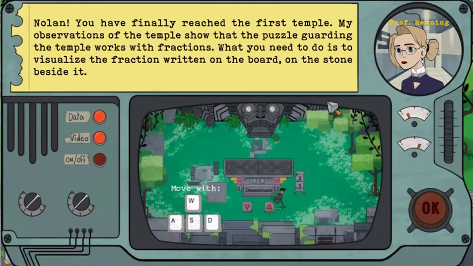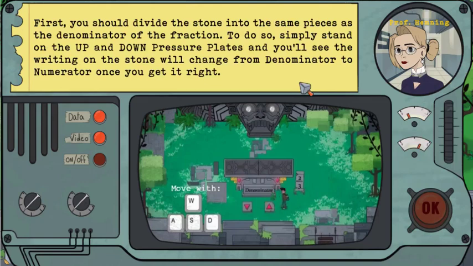Nolan. You have finally reached the first temple. My observations of the temple show that the puzzle guarding the temple works with fractions. What you need to do is to visualize the fraction written on the board, on the stone beside it. First, you should divide the stone into the same pieces as the denominator of the fraction. To do so, simply stand on the up and down pressure plates and you'll see the writing on the stone will change from denominator to numerator once you get it right.